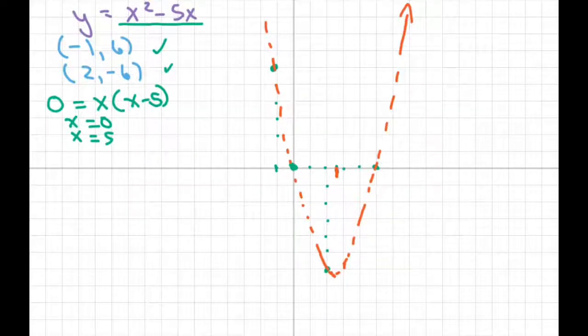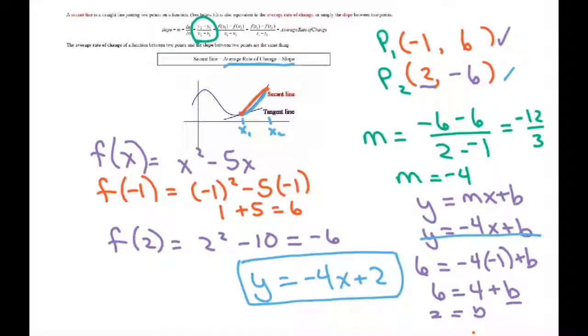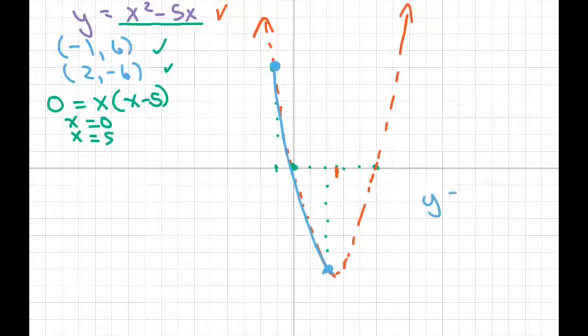So basically, there's this equation. Now, our main points were -1, 6, this one, and this one. So you want the average rate of change of this curve here. And let's see, what did we get? We got -4x plus 2. So I know my y-intercept is 2. And I'll try to connect this as best as possible. So there's your secant line.